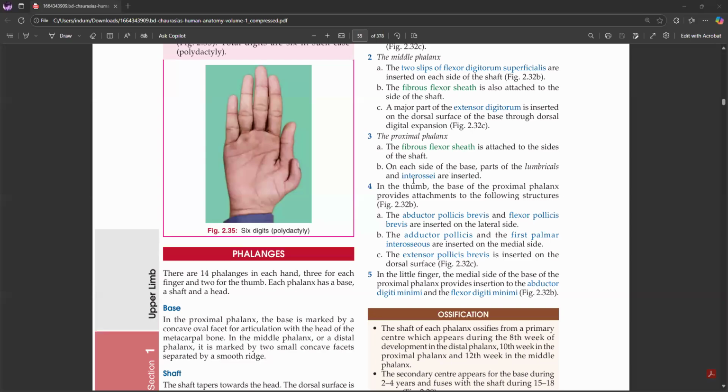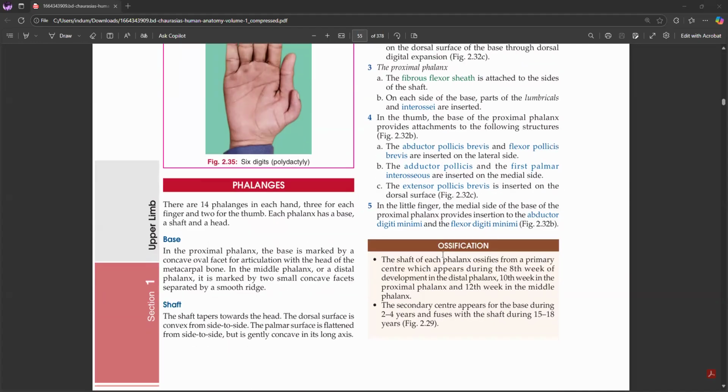Third, the proximal phalanx. The fibrous flexor sheath is attached to the sides of the shaft. On each side of the base, parts of the lumbricals and interossei are inserted. Fourth, in the thumb, the base of the proximal phalanx provides attachments to the following structures.